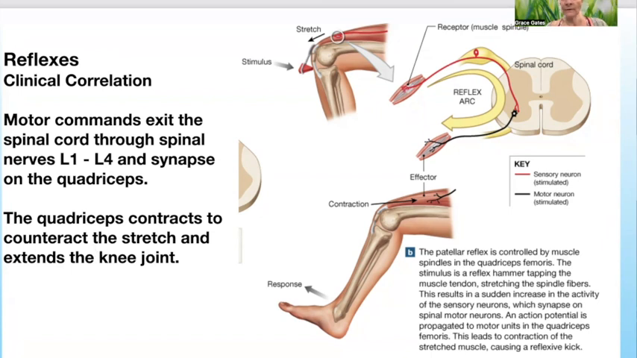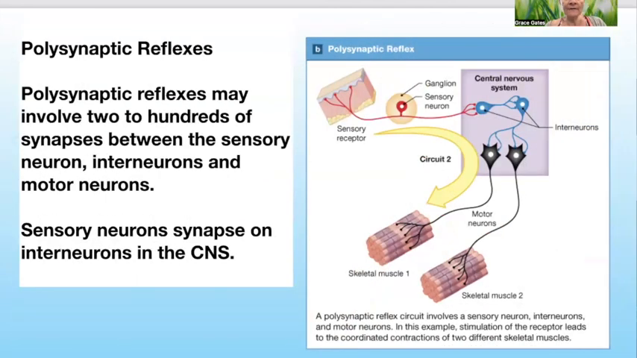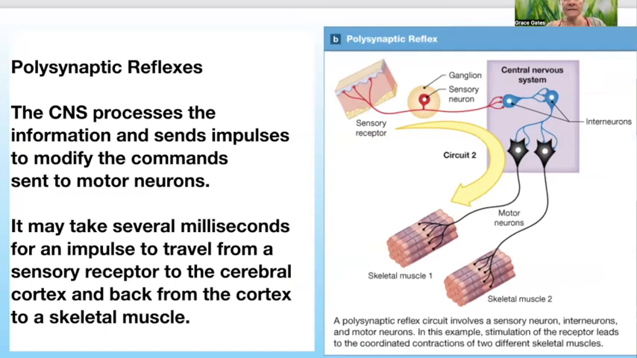So we're all pretty familiar with that. It hits somebody's patellar ligament with a hammer, and their knee joint quickly makes a little extension, a little kick forward. Polysynaptic reflexes may involve anywhere from 2 to hundreds of synapses between the sensory neuron, interneurons, and motor neurons. Sensory neurons synapse on interneurons in the central nervous system. Then the central nervous system processes the information and sends impulses to modify the commands sent to motor neurons.